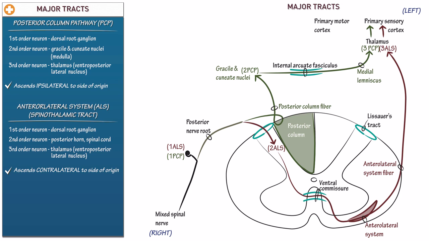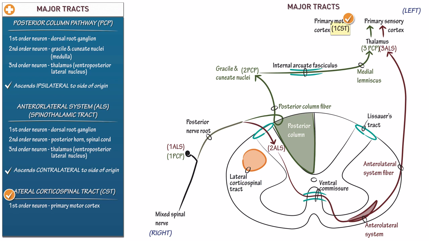Lastly, let's draw the cell bodies and pathway for the lateral corticospinal tract. Shade the lateral corticospinal tract in the lateral funiculus of the spinal cord. Indicate that the prototypical first-order neuron lies in the motor cortex. Next, draw a spinal motor neuron within the contralateral anterior gray matter horn of the spinal cord and label it as the second-order neuron. Now label the cervicomedullary junction.